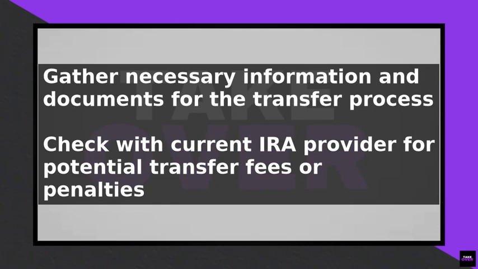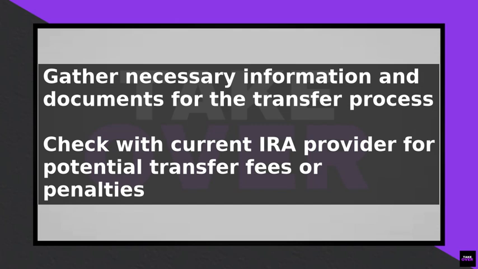The next step is to gather the necessary information and documents. This includes the account number and routing number of the existing IRA, as well as identification documents such as a driver's license or passport. It is also crucial to check with the current IRA provider to see if there are any transfer fees or penalties associated with the transfer.